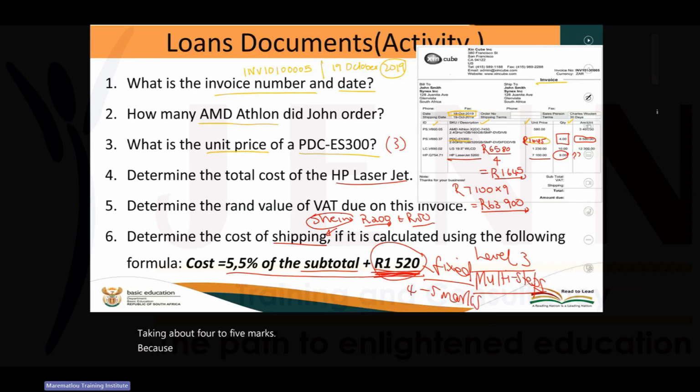You see what you need to first get? You must first get the subtotal so that you can come and substitute it here. Then you calculate the percentage of that subtotal. Then you add 1,520 before getting the answer. You see, it's a multi-step answer.